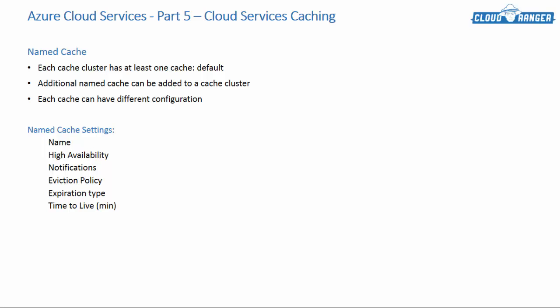You can have a name for the named cache, which is the most important one. High availability, like how much of this is highly available for the caching. Notifications, eviction policy, expiration, and TTL, or the time to live. So these are the things I will actually go over when I go through the demo. Okay.